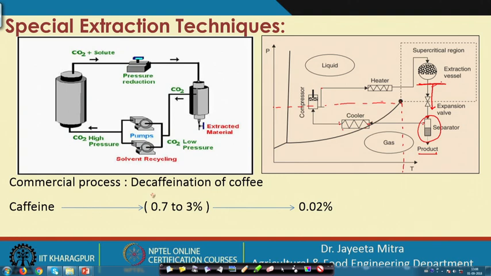A commercial process is the decaffeination of coffee, which is done by supercritical fluid extraction. Coffee has 0.7 to 3% caffeine, and we can reduce it to 0.02% by using supercritical fluid extraction. So, this is how this method is very beneficial. It has some advantages and disadvantages, and we will quickly look into them.